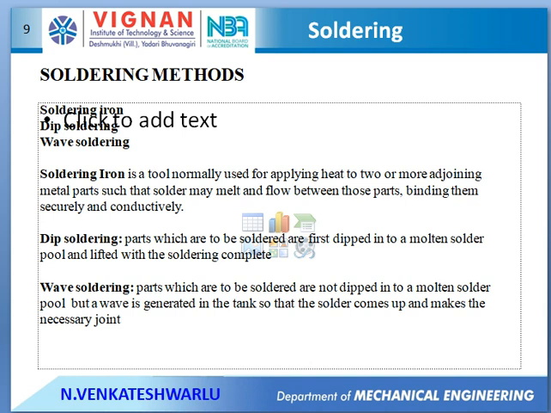Next one is dip soldering. In dip soldering, a molten solder pool is already prepared. Pre-assembled components are dipped into the molten solder pool for a certain time, then removed and allowed to solidify. That is called dip soldering. Next is wave soldering. In wave soldering, the parts to be soldered are not completely dipped into the molten solder pool, but a wave is generated in the tank so that the solder comes up and makes the necessary joint. That is called wave soldering.